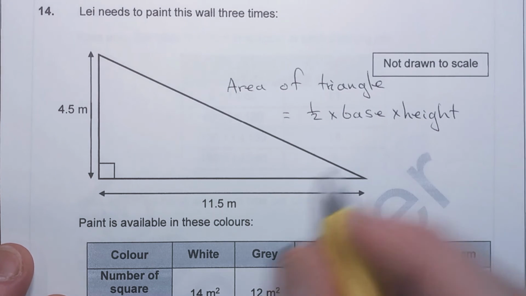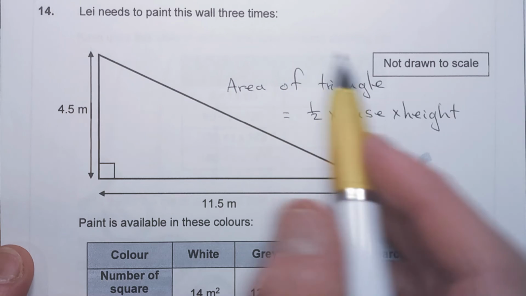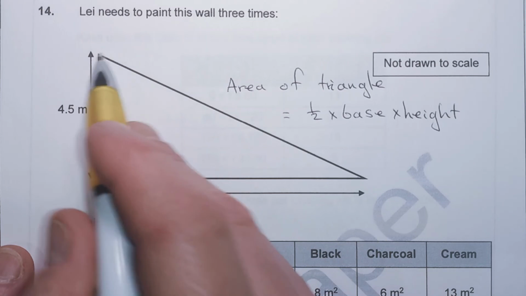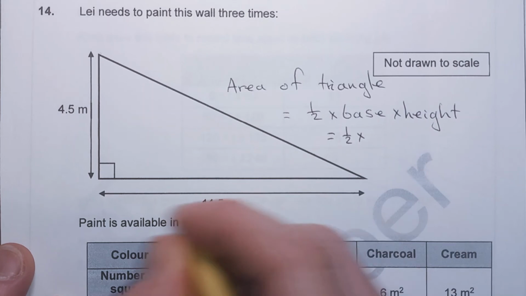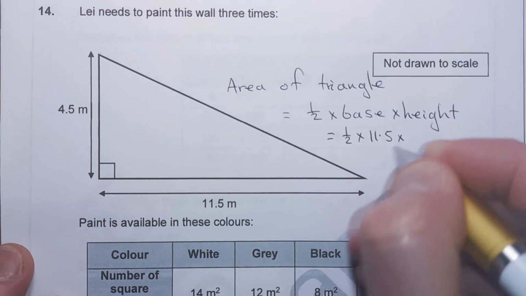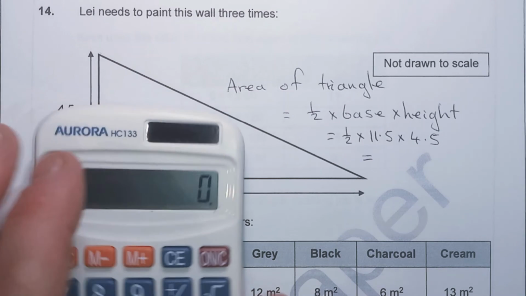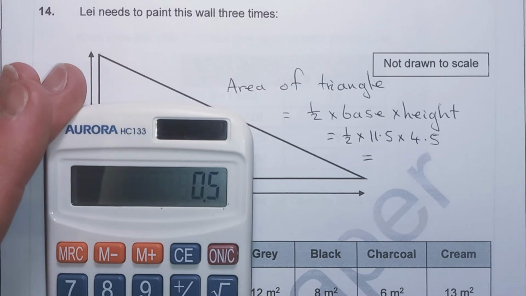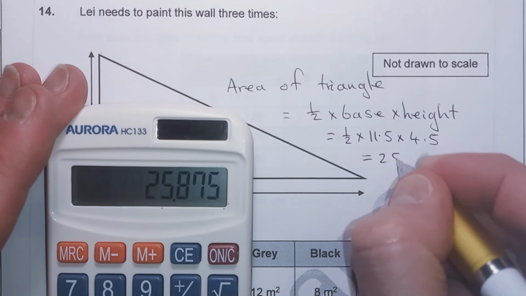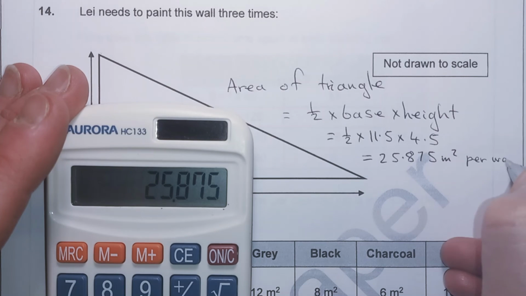times the height. Or you can think of it as a rectangle, which would be length times width, divided by 2, because it's half, chopped in half here. Okay, so we want 1/2 times the base, which is 11.5, times the height, which is 4.5. So for 1/2, we can type in 0.5, or we can do 1 divided by 2, times 11.5, times 4.5. So we've got 25.875 metres squared per wall.